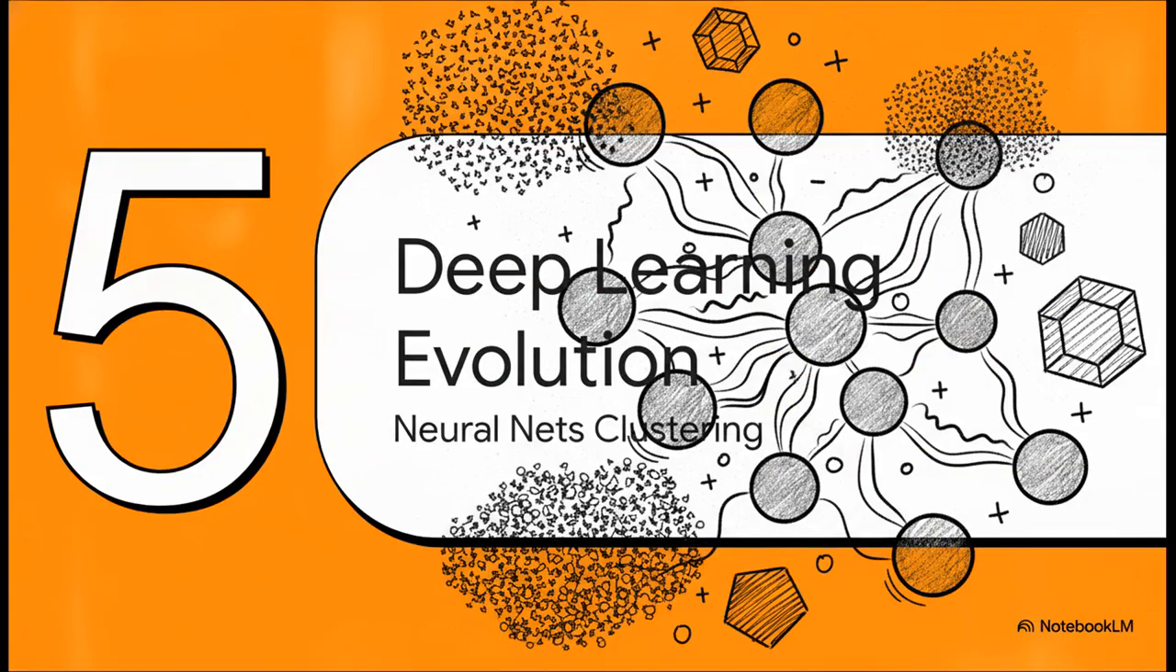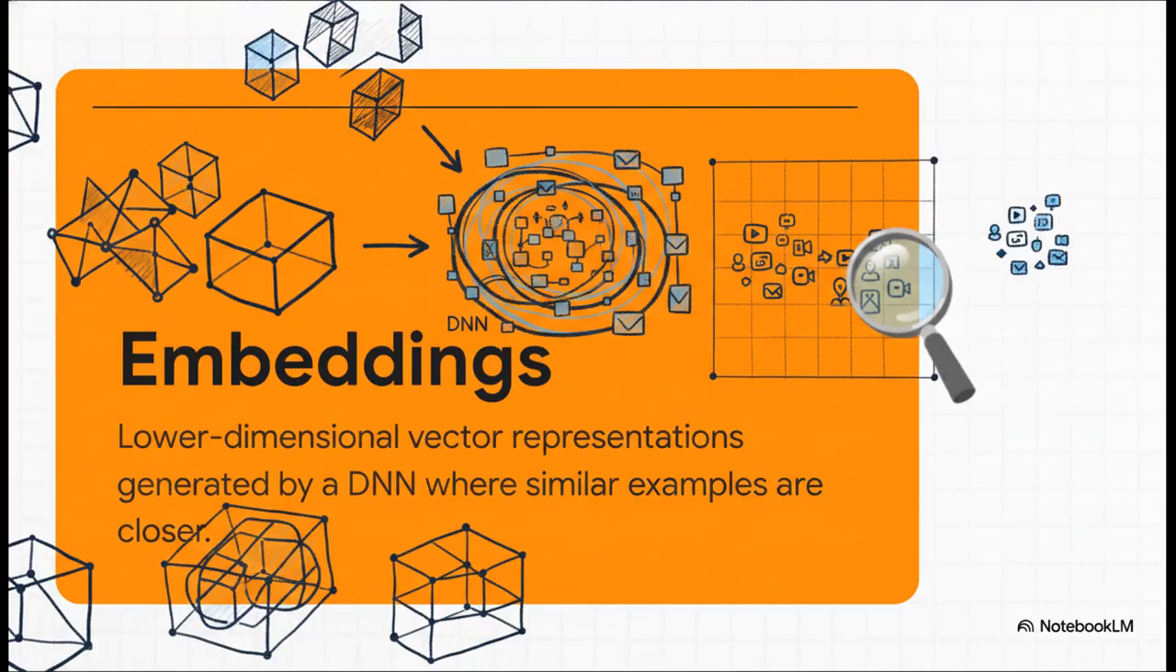To solve that, we enter Section 5, Deep Learning Evolution, Neural Nets for Clustering. When datasets become wildly complex with hundreds of features, we kind of have to abandon manual math entirely. We pivot to deep learning. Enter the next evolution, embeddings.